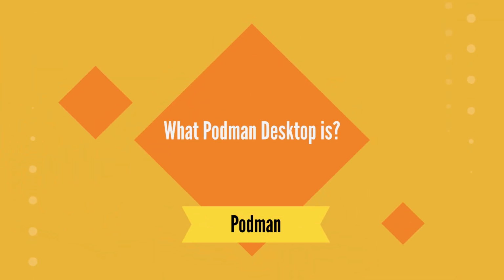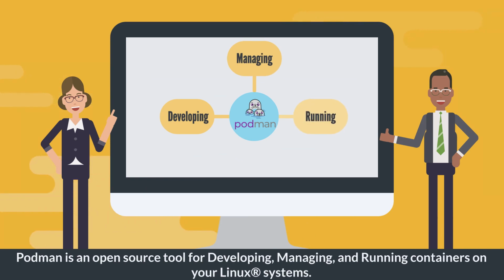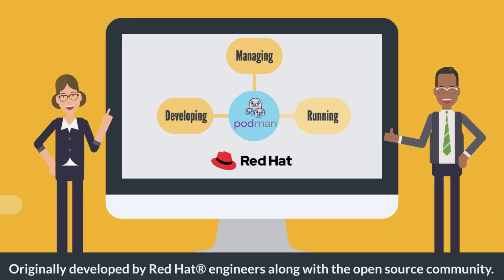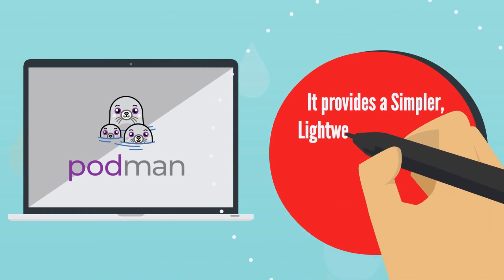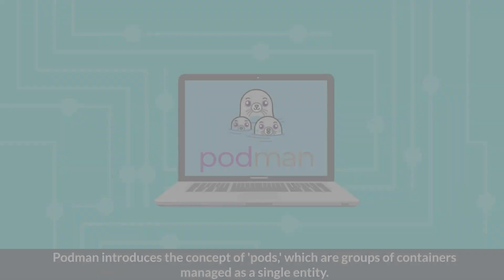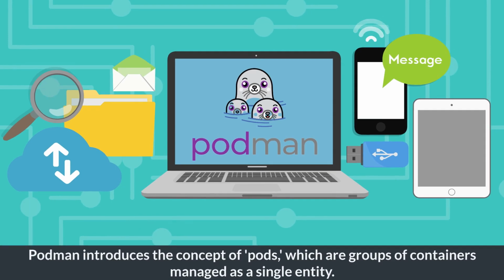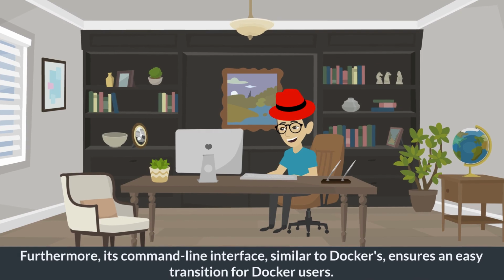What is Podman? Podman is an open-source tool for developing, managing, and running containers on your Linux systems. Originally developed by Red Hat engineers along with the open-source community. Podman, also known as Pod Manager, is a long-standing container engine similar to Docker. It provides a simpler, lightweight, and secure alternative to Docker by operating without a daemon. Podman introduces the concept of pods, which are groups of containers managed as a single entity. Furthermore, its command line interface, similar to Docker's, ensures an easy transition for Docker users.